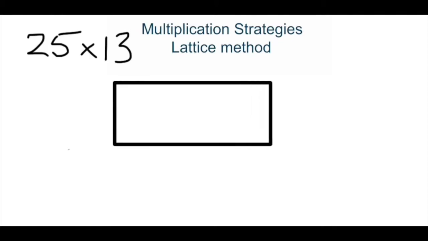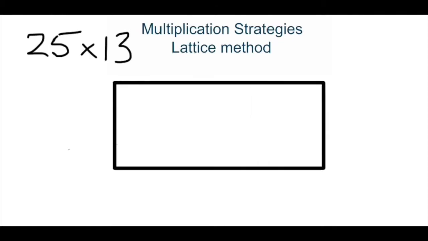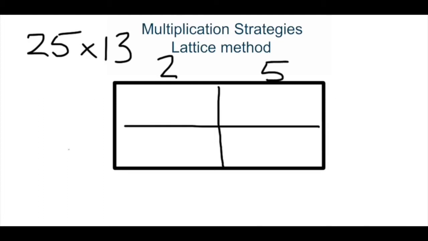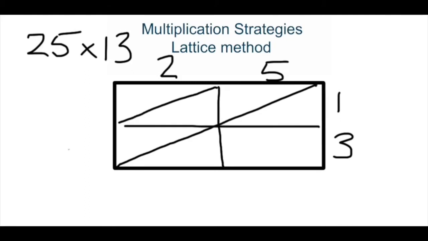So now we're going to look at the lattice method. And remember, we are still timesing our same numbers together, 25 times 13. For the lattice method, we need a rectangle, and we are going to split this rectangle into 4 smaller rectangles, and we're going to place our numbers split up on the top, so 2 and 5, and on the side 1 and 3. And for our lattice method, we need to split our rectangles diagonally through there.